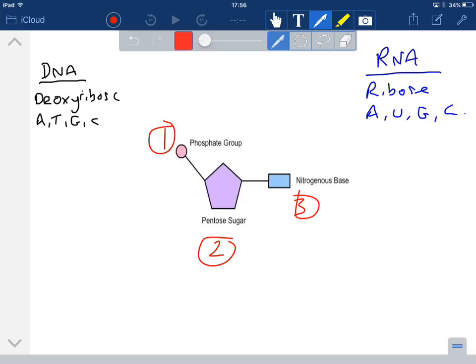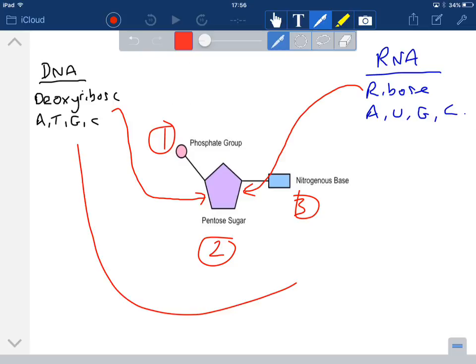The first is that DNA's sugar is deoxyribose, which means it's without one of the oxygens that ribose has. So for RNA, the sugar is ribose, and for DNA it is deoxyribose. In DNA, the nitrogenous base can be adenine, thymine, guanine, and cytosine, whereas in RNA, the nitrogenous base can be adenine, uracil, guanine, and cytosine.